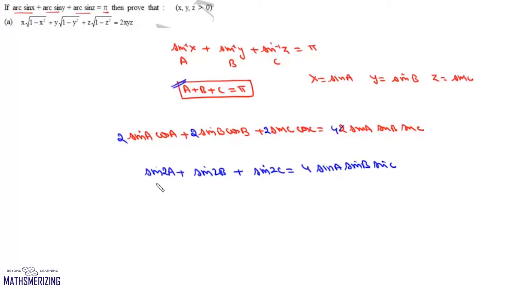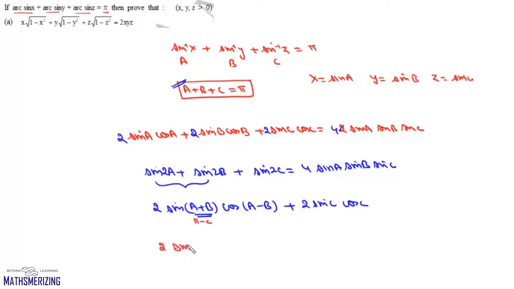So what we'll do is we'll start with using the formula for sine c plus sine d for the first two expressions. So it will be 2 and then sine of a plus b by 2, so it will be sine a plus b, and then cos of a minus b by 2, so it will be cos a minus b, plus, now sine 2c is 2 sine c cos c. So we'll write this as 2 sine c into cos c. Now a plus b is pi minus c. So we'll write a plus b as pi minus c. Now sine pi minus c is sine c. So we'll take 2 sine c common, and then we'll get cos a minus b plus cos c.